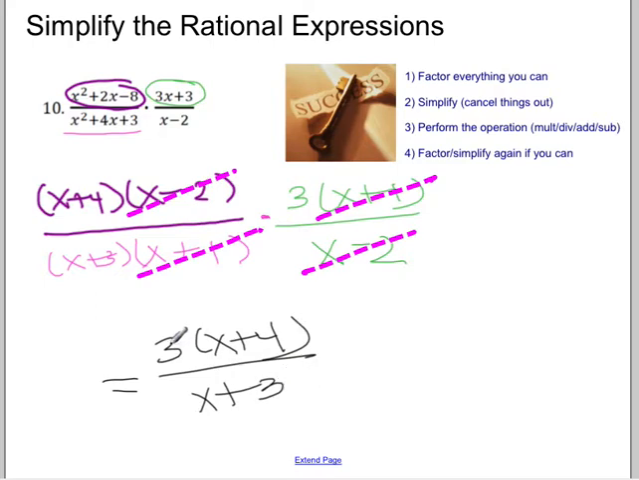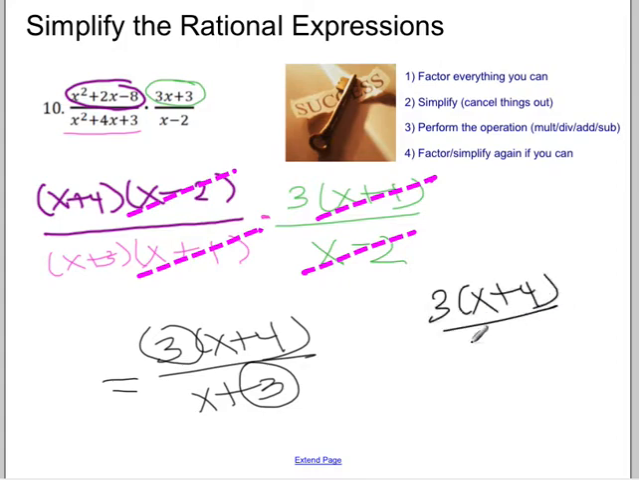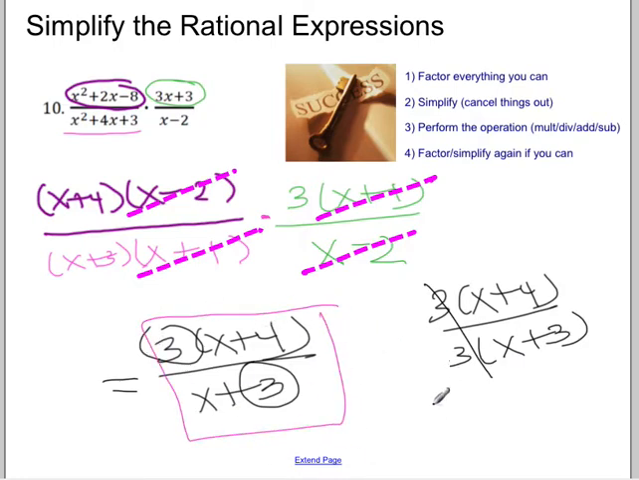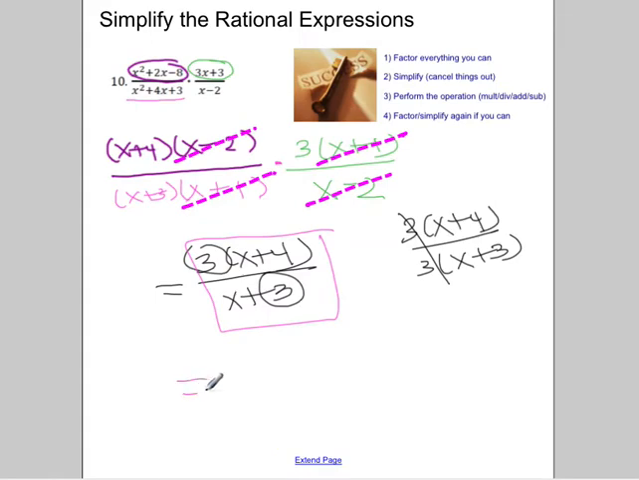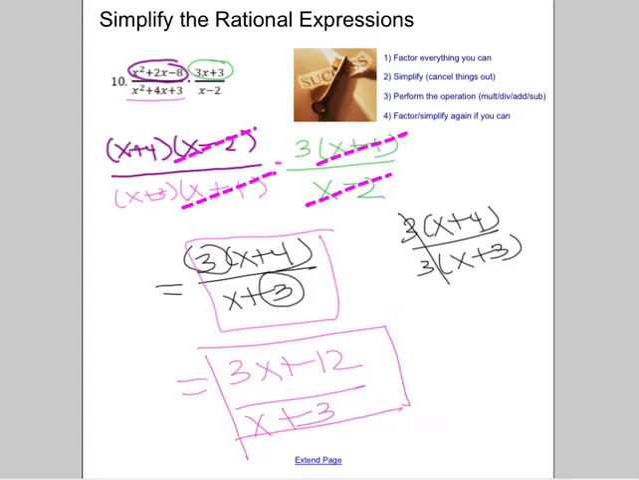One thing I do want to point out, this 3 here and this 3 will not cancel because there is addition in the bottom. The only way that something like that would happen is if you had a 3 like this. Those could cancel. In this case, there is not. So this would be my answer. You could also distribute the 3, and your other answer could have been 3x plus 12 all over x plus 3. That would be another equally acceptable solution.